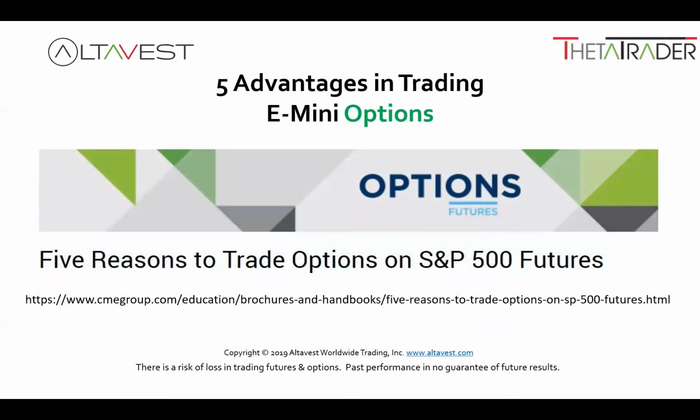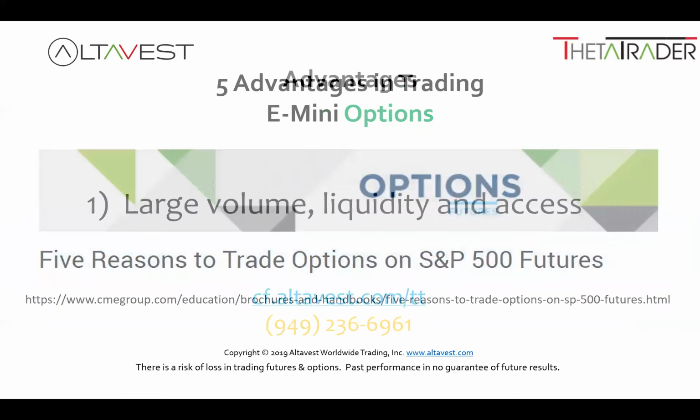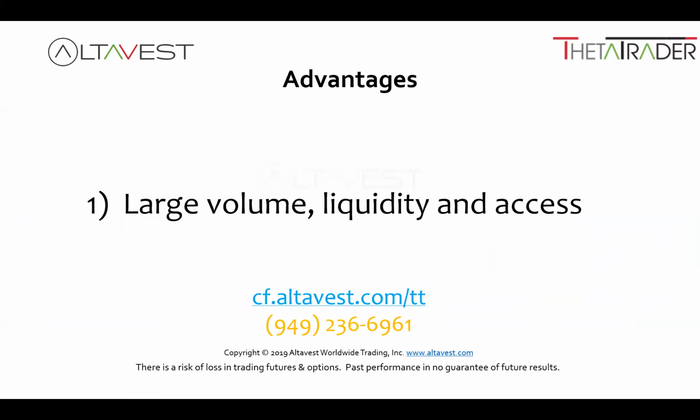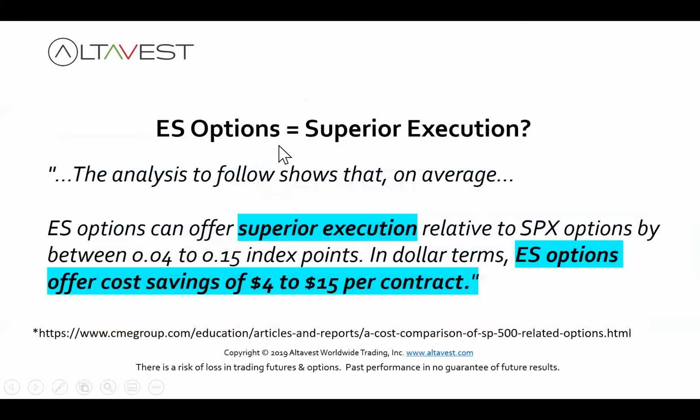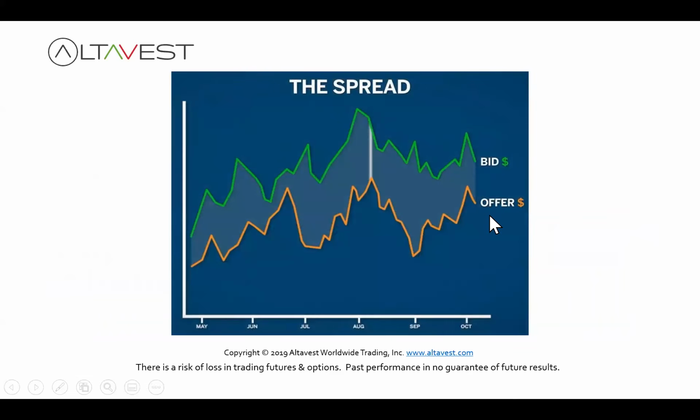Five more reasons from the CME Group why you want to trade these E-mini options. And kind of redundant, but large volume of liquidity access. Here's July average daily volume, 1.3 million. Superior execution, that's what that really means when you have the volume and liquidity. Here's their white paper research. It says ES options offer a cost savings of $4 to $15 per contract compared to SPX. So you have those tight bid offer spreads.